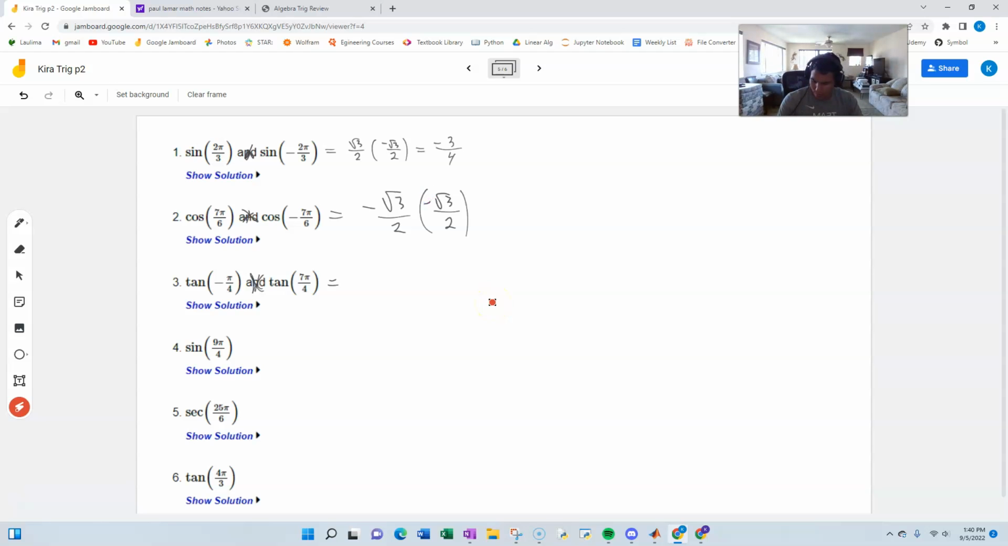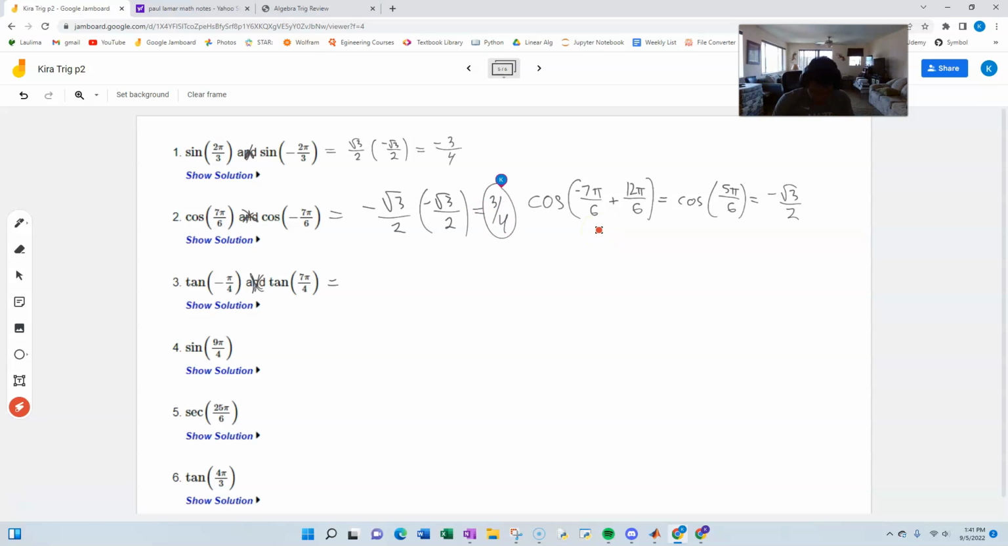Oh, yeah, wait, actually. Let's just test this. It's a cosine, my bad. So cosine of negative 7 pi over 6 plus 12 pi over 6 is cosine of 5 pi over 6, which is, yes, negative square root 3 over 2. Oh, yeah. There we go. Everything's correct. My bad, I ended up looking at this guy and my eyes got confused. Everything's good. It's just 3 over 4. That's your answer. But it's a good way to double check.